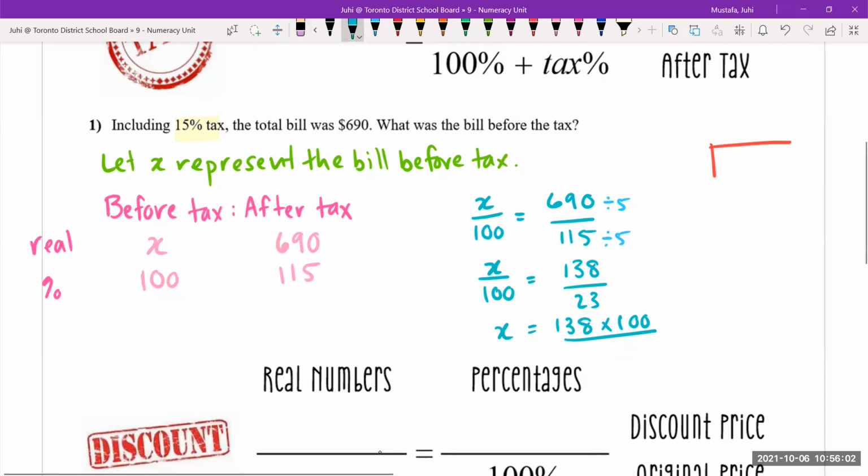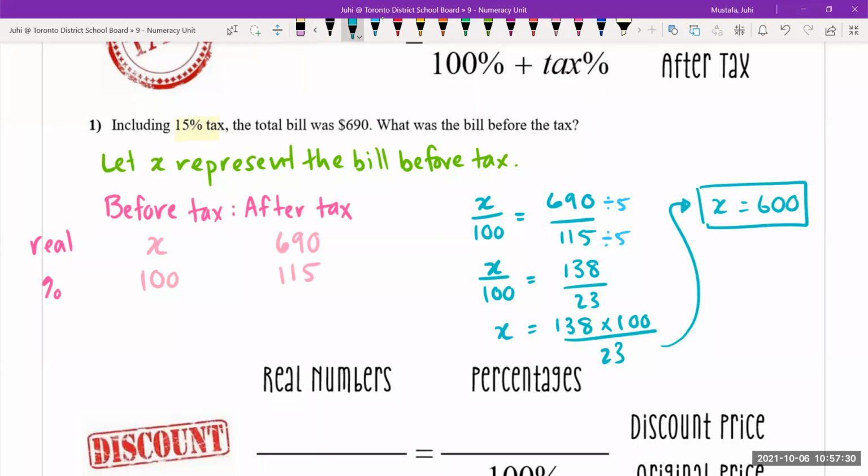I kind of erased all the work I did, but X ends up being 600. And so our final answer will be, therefore, the bill before tax was $600.